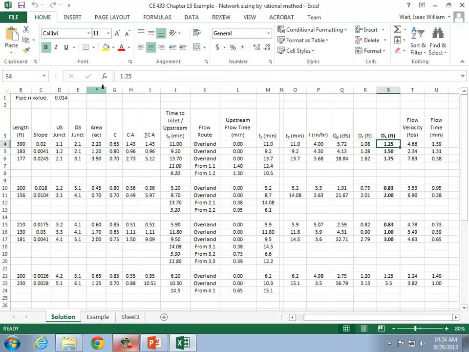So what you need to do to fill in these blanks is multiply the sum of the CA times the intensity. So for this one, it's going to be 4.13. For this one, 18.84, because that is the 5.12 acres times C multiplied by the rainfall intensity.